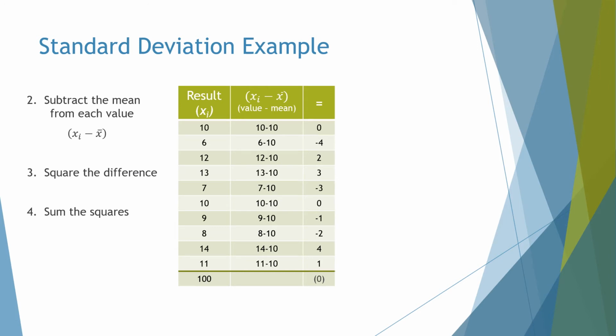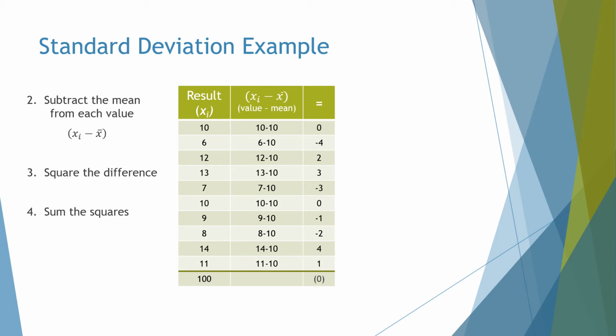Next, we want to subtract the mean from each value. We have our original values in the first column. In the second column, we subtract the mean from each value, and our result is in the third column. So for row 1, our original result is 10. We subtract the mean, which is 10, from the value, again 10, and we will get 0. And for the second row, we would subtract 10 from 6 to get -4, and so on. So you'll go through all of these and subtract the mean from the value.